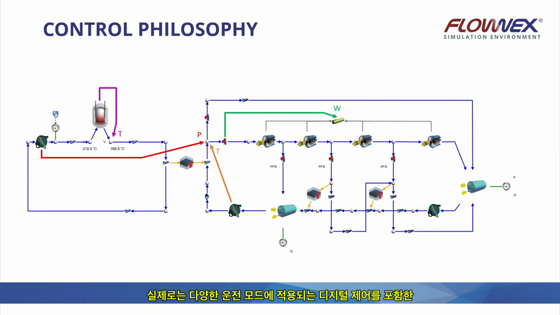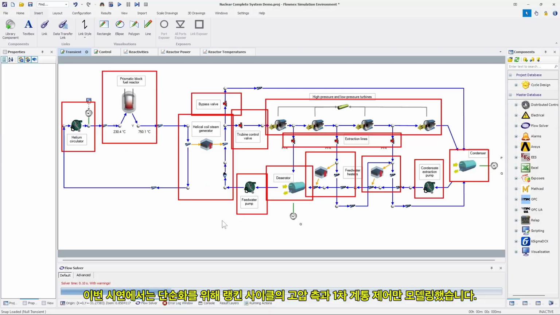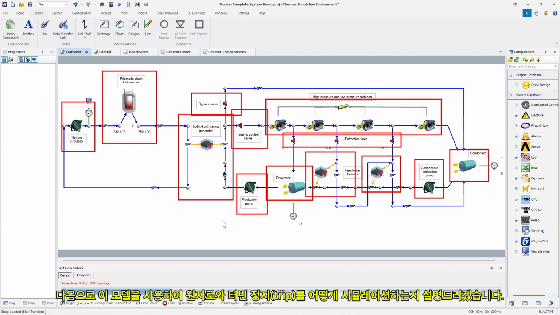We can model all of the details of a full control system, including the digital control used for different operating modes. Still, we have chosen to only model the control on the high pressure side of the Rankine cycle and the primary loop to keep the model simple for this demonstration. Next, we will discuss how to use this model to simulate a reactor and turbine trip.